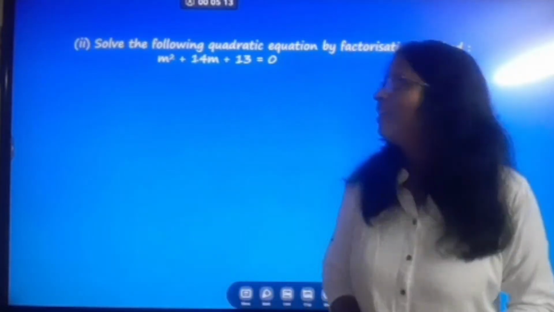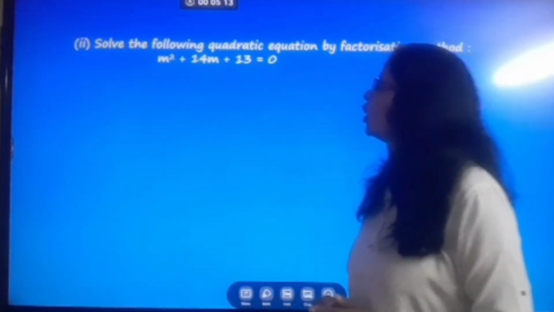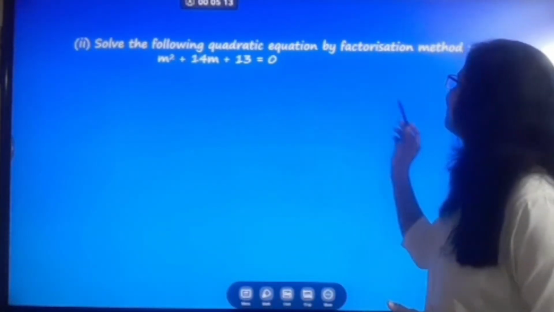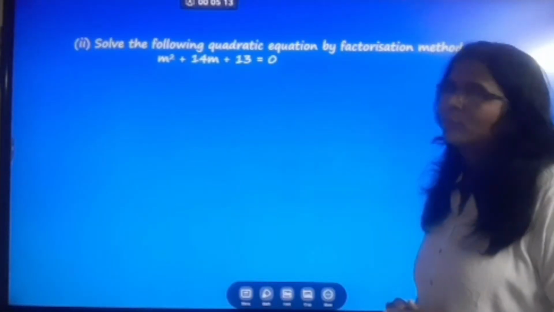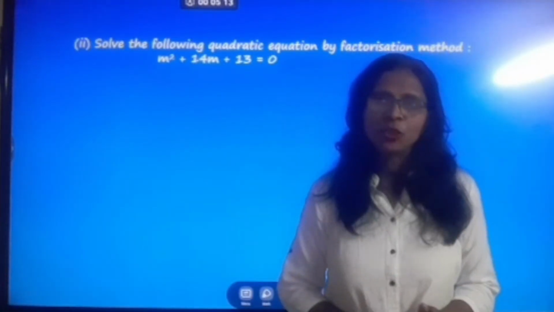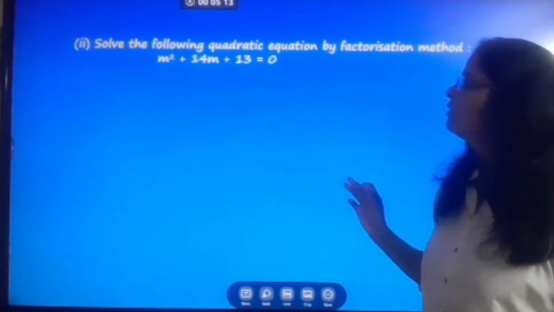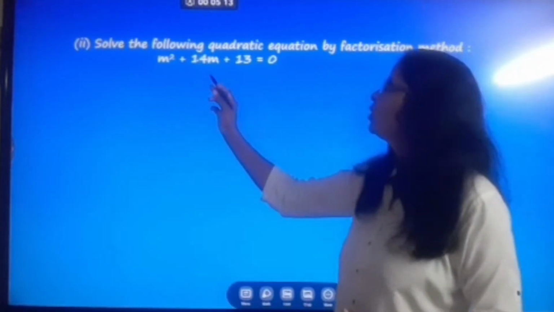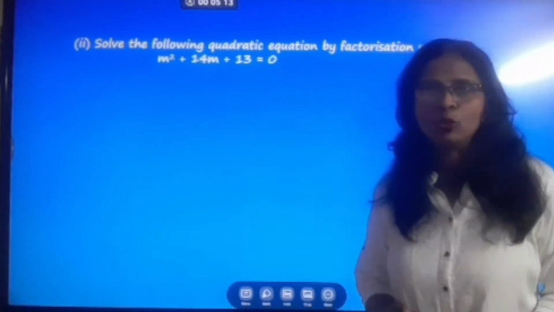So now let us see the next example. Solve the following quadratic equation by factorization method. Yes, we have to solve it by the factorization method, and the given quadratic equation is m square plus 14m plus 13 is equal to 0.